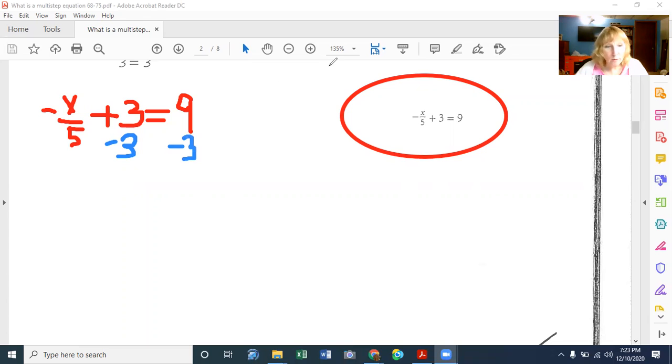Okay, that will then cross these two out, because a positive 3 and a negative 3 will give me 0. Remember, my goal is to get x by itself. So now what am I left with? I am left with negative x over 5 equals 9 minus 3, which is 6.